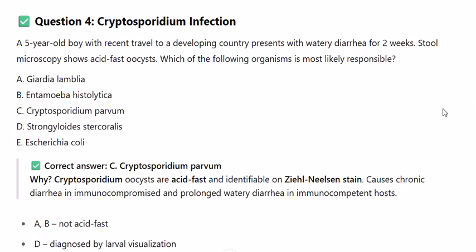A. Giardia lamblia. B. Entamoeba histolytica. C. Cryptosporidium parvum. D. Strongyloides stercoralis. E. Escherichia coli. Correct answer: C.